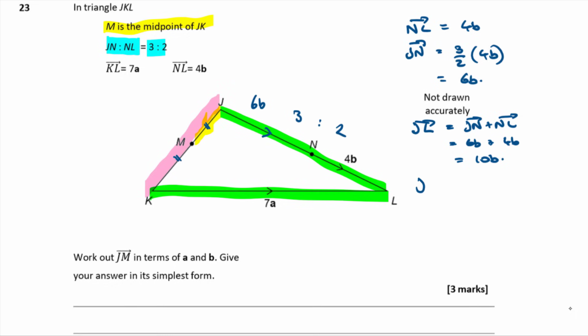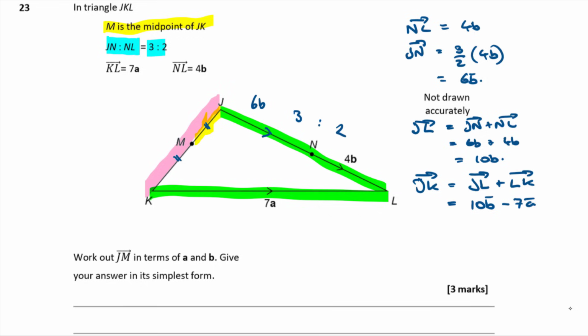So what is the vector JK then? Going along places that I know. I can't go direct because I don't know anything about that line yet, but I know the other route. So I know that I can get from J to K by going from J to L and then going from L to K. Okay, and I know that JL is 10b because I just found it, and I know that LK is going to be minus 7a. Okay, because I'm going against the arrow, aren't I? So it's negative. Okay, so JK is 10b minus 7a.